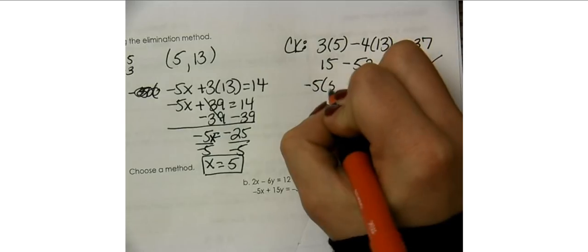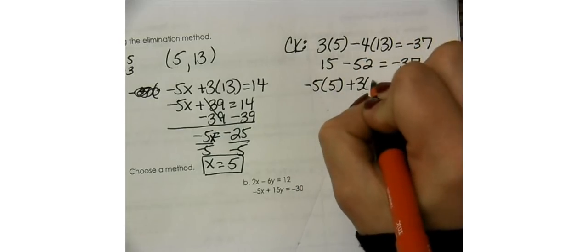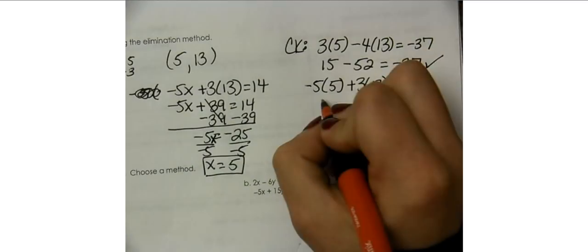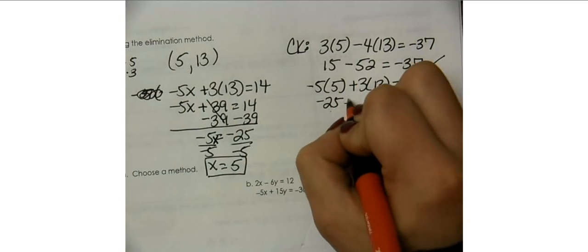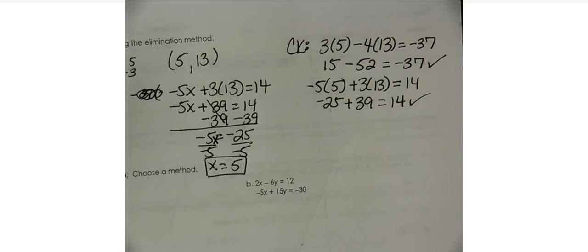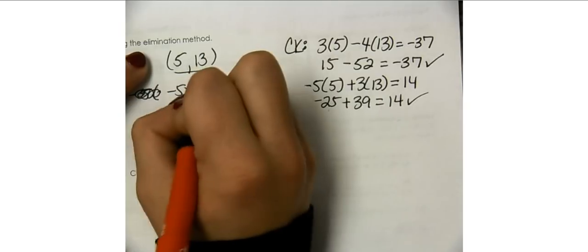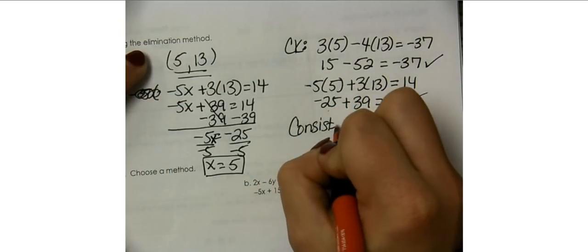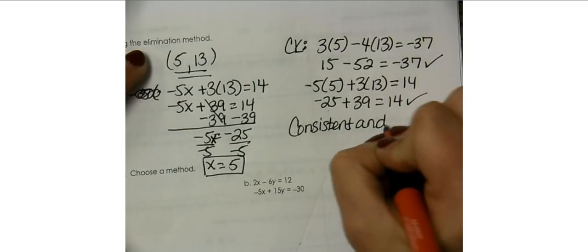So now I'm going to check the second equation. Is negative 5 times 5 plus 3 times 13 equal to 14? Is negative 25 plus 39 equal to 14? Why, yes, it is. Therefore, (5, 13) is indeed the answer, and we're going to call this consistent and independent.